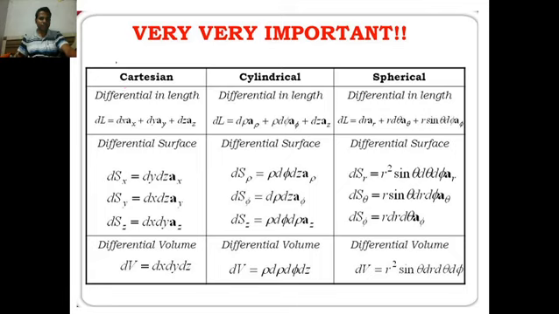The Cartesian coordinate system deals with three coordinates, which are x, y and z. In the cylindrical coordinate system, the three coordinates are r, phi and z. In the spherical coordinate system, the three coordinates are r, theta, and the third coordinate is phi.